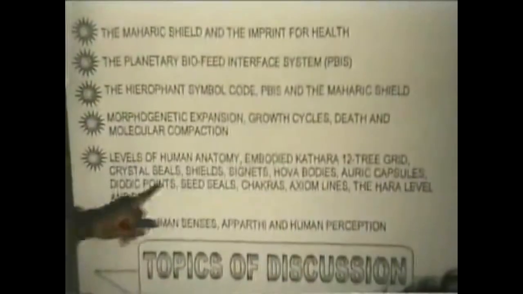All right, we'll talk about axiom lines and the Hara level. The Hara level we won't cover too much here, because this gets into radial body anatomy, which is really from level 4 Cathara, they told me, but it's something they're giving us to tack on a little bit to the end of Cathara level 2 introduction. So we'll be learning a little bit about the Hara level and the axiom lines, but the most important thing we're going to learn is how these systems fit together.